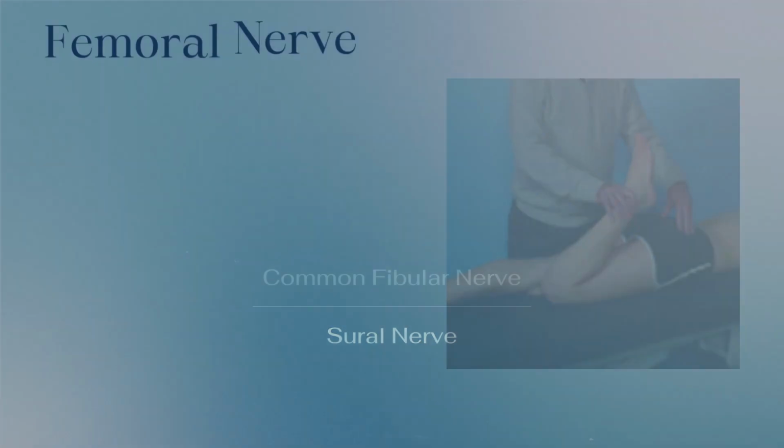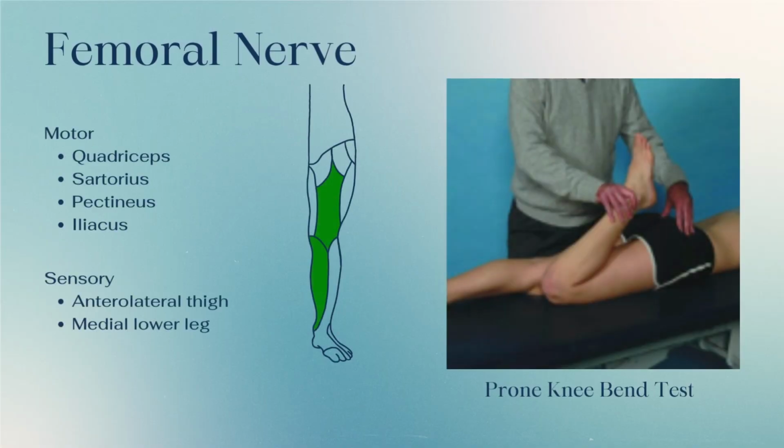Starting off, femoral nerve. It gives innervation to all the quads, the rectus femoris, vastus lateralis, vastus medialis, vastus intermedius, as well as the sartorius, pectineus, and iliacus. So I like to think femoral nerve gives rise to the hip flexors. That's very general, but that can give you a good generalization. Sensation is to the anterior lateral thigh and medial lower leg.